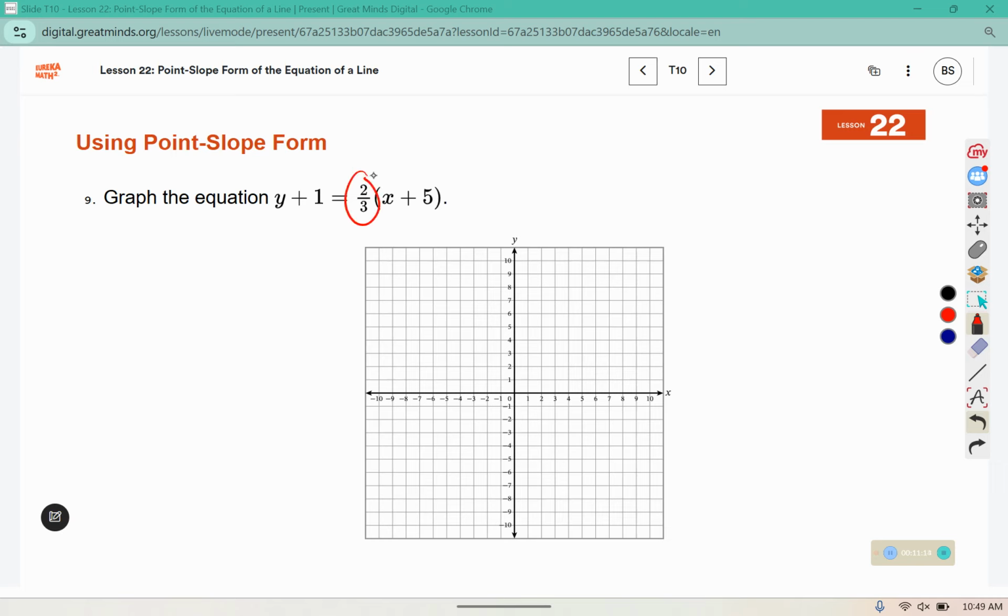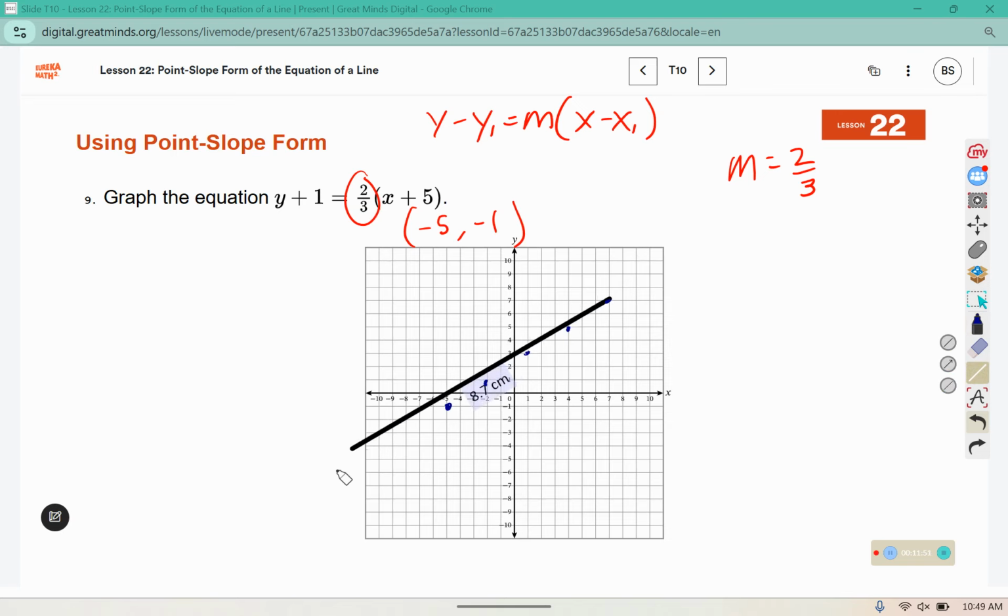So here I have a slope of 2/3. The point, the x value, is the opposite, so -5 and -1, because we have plus. But in our template, it should be a subtraction. So we have to use the opposite of 5 and the opposite of 1. So we're going to go -5, -1. Then we are going up 2 and over 3. And we'll graph a line through those points.